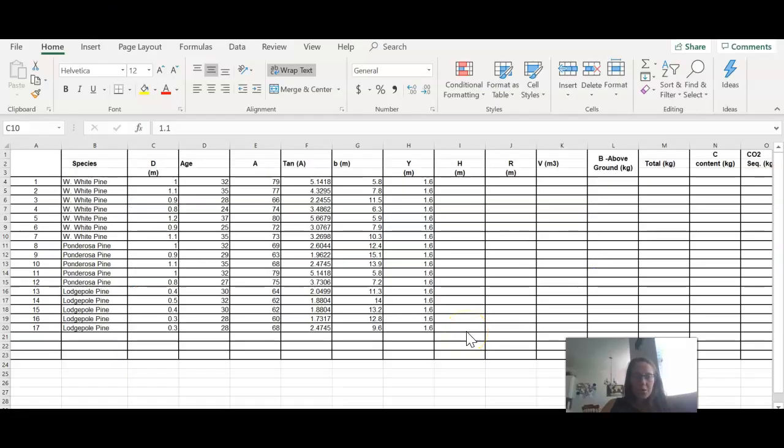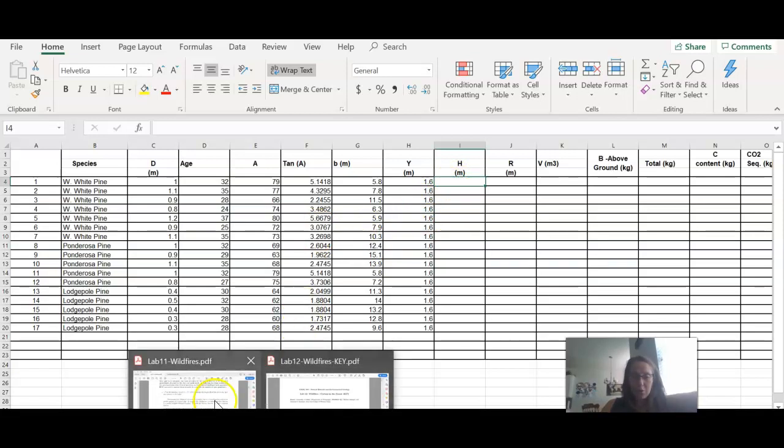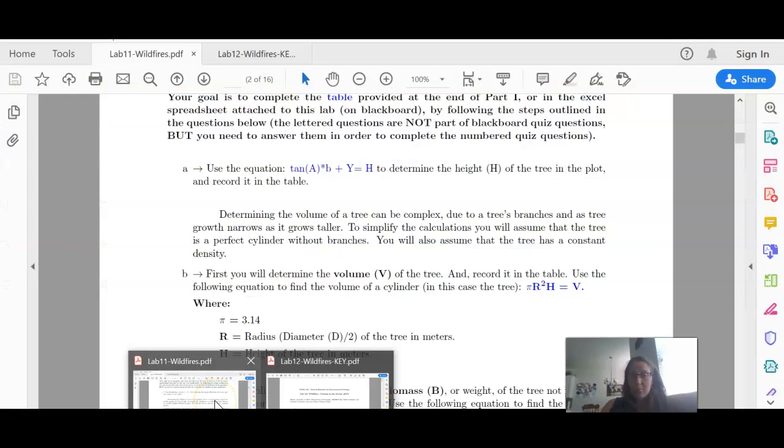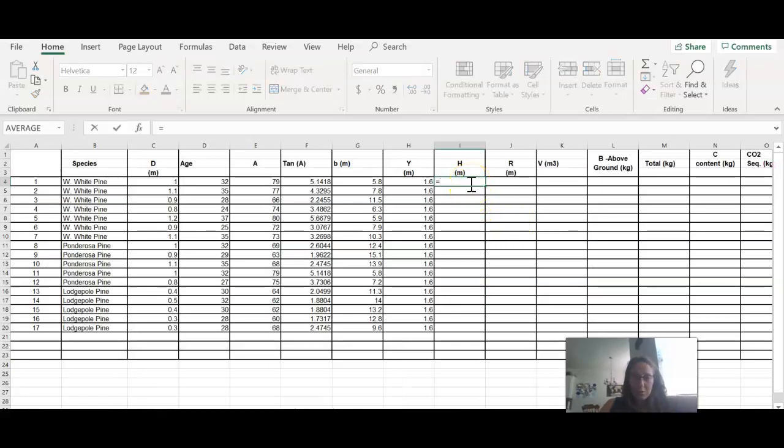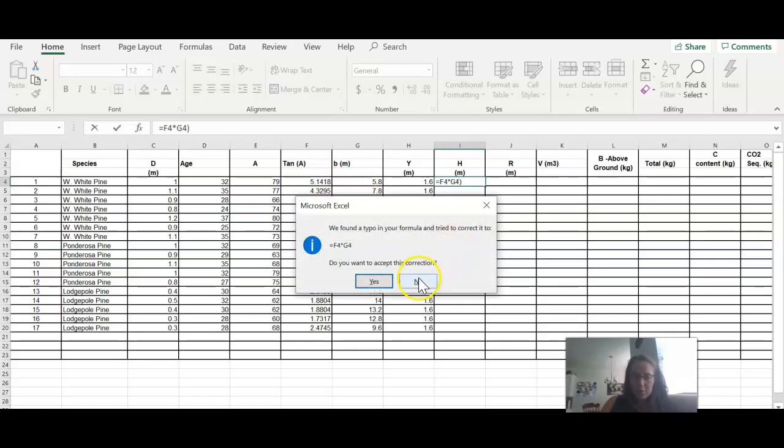Okay, so this is the table. The Excel table that I provide to you is the same one as the one at the bottom part of part 1 from your PDF lab file. The first thing we want to do is calculate the height for each of these 17 different trees that you're given. The formula that they gave us was tangent of A times B plus Y is equal to the height. So we say that this is going to be equal to tangent of A, which is out here, times B.